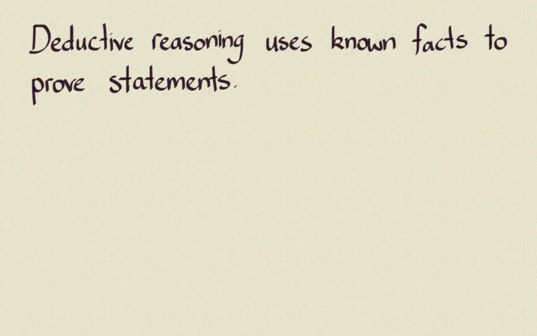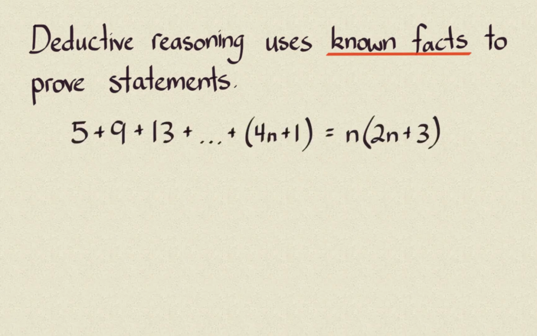Deductive reasoning uses known facts to prove statements, and this is what would be most familiar to you. So let's look at proving the following statement using deductive reasoning. On the left-hand side of this statement, we have a series, and you might recognize it as an arithmetic series because as we progress from one term to the next, we're going up by 4 each time. Now, something that is a little bit different, but you can see that the final term, the nth term, is expressed as 4n plus 1.